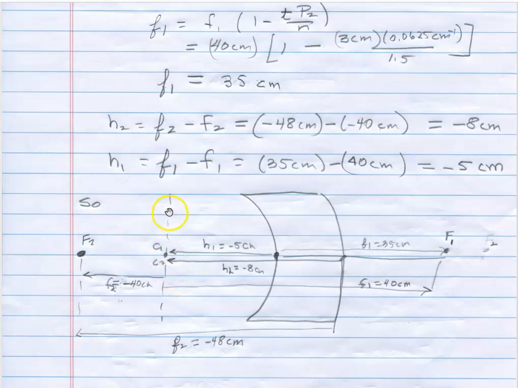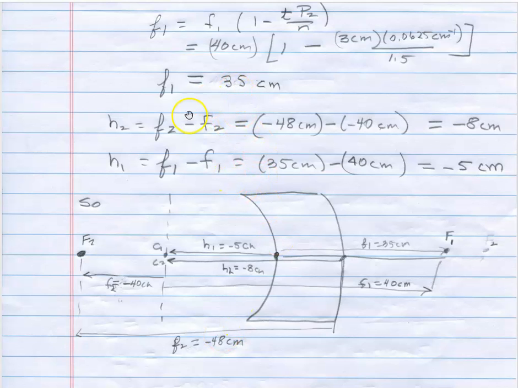Once I've located the principal planes, then I can locate the focal points, or I could do it as well from the script F1s. Let's do the script F1 first, or script F2. Script F2, I can pull it from here as minus 48, and so it's negative, so I'm going to go from the vertex to the focal point, and I have to go minus 48. It's this total distance here. So F2 is actually in front of the lens.